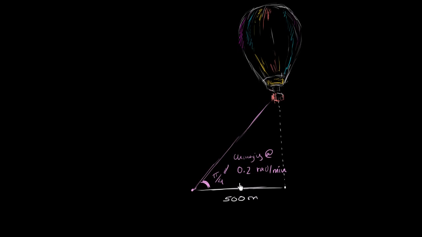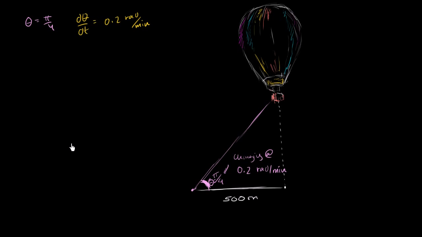So let's think about what we know and what we're trying to figure out. So we know a couple of things. We know that theta is equal to pi over 4, if we call theta the angle right over here. So this is theta. We also know the rate at which theta is changing. We know d theta dt is equal to 0.2 radians per minute.